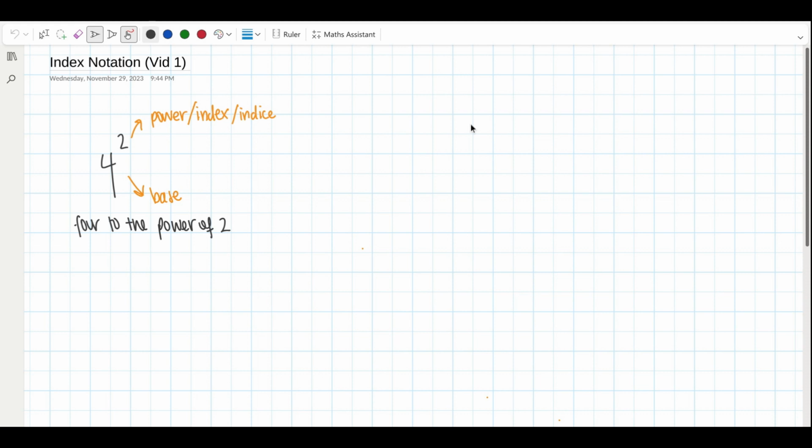So if we have a look at another example, if we have something like 2 to the x, the bigger number or the bottom number will always be our base, and the little number in the top corner will be our power. And once again, the way we would say that is 2 to the power of x.